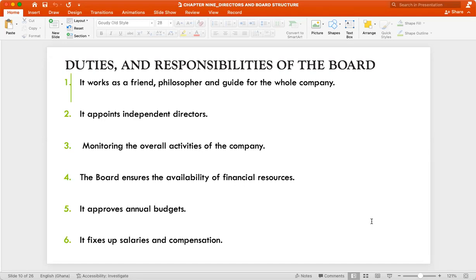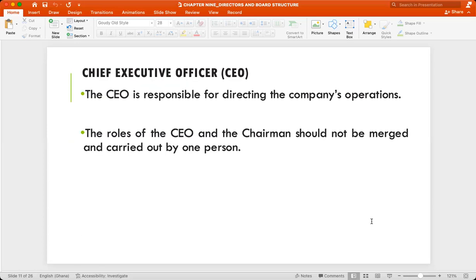They are responsible for monitoring the overall activities of the company. The board ensures the availability of financial resources. So if you remember our resource dependency theory, okay, that is one of the reasons why a company needs boards. You need people with connections that can help attract investment into the company. So the board ensures that as well. It approves annual budgets. Okay, so this is where the monitoring also comes in. So you should have scrutinized the budget and then identified or approved that the budget is really good to go before signing off. Okay, it fixes salaries and compensation for the management. So that is another role of the board.